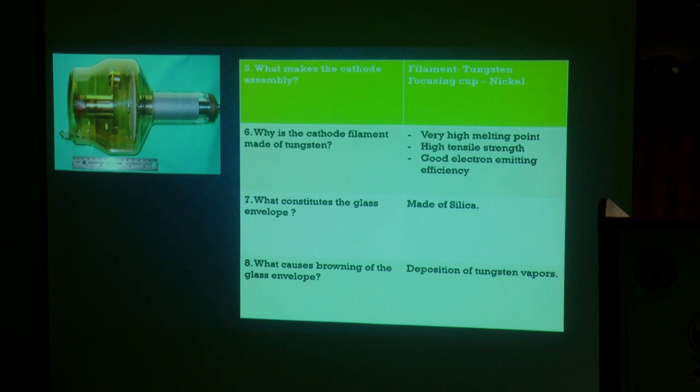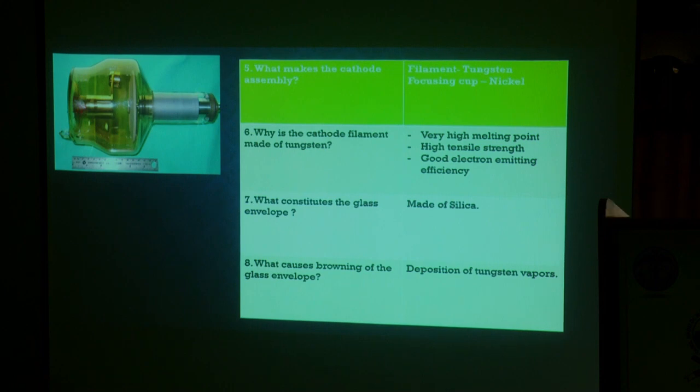Why is the cathode filament made up of tungsten? It has three basic properties. They are a very high melting point, which is 3370 degrees Celsius. We all have to know this melting point by heart. We have to know the atomic numbers of tungsten, barium, iodine and gadolinium, all four, and the melting point of tungsten.